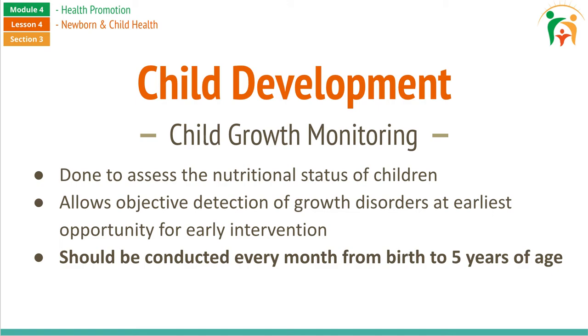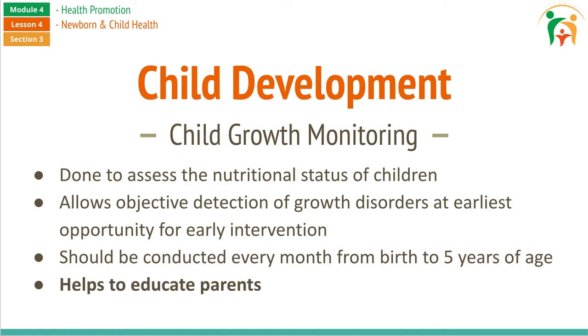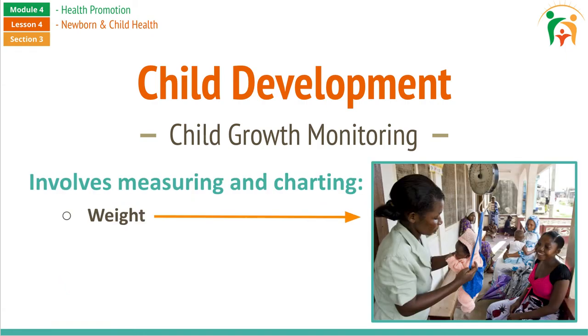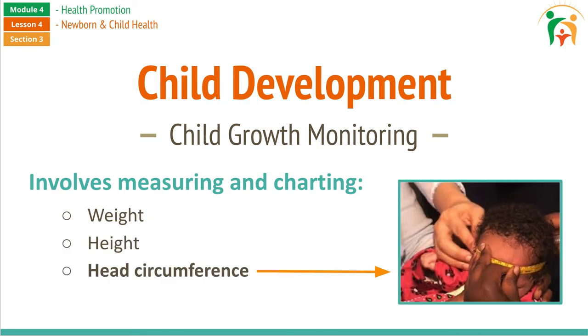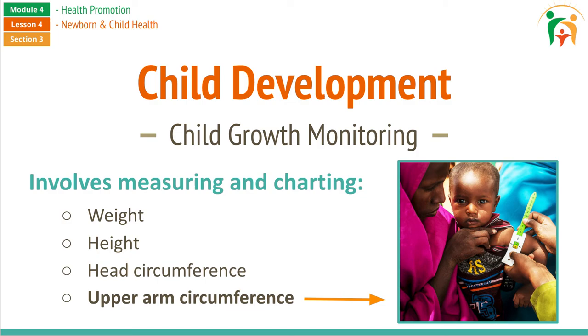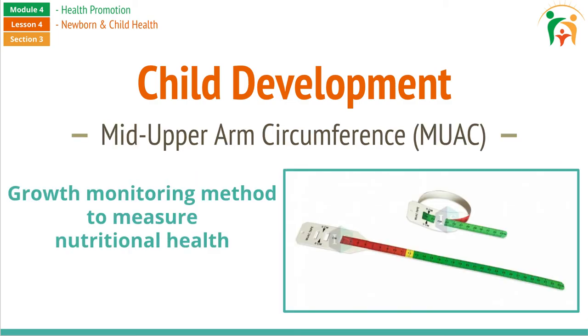It should be conducted every month from birth to 5 years of age. It helps to educate parents. It involves measuring and charting weight, height, head circumference, and mid-upper arm circumference. Growth monitoring method to measure nutritional health for children ages 1 to 5 years.